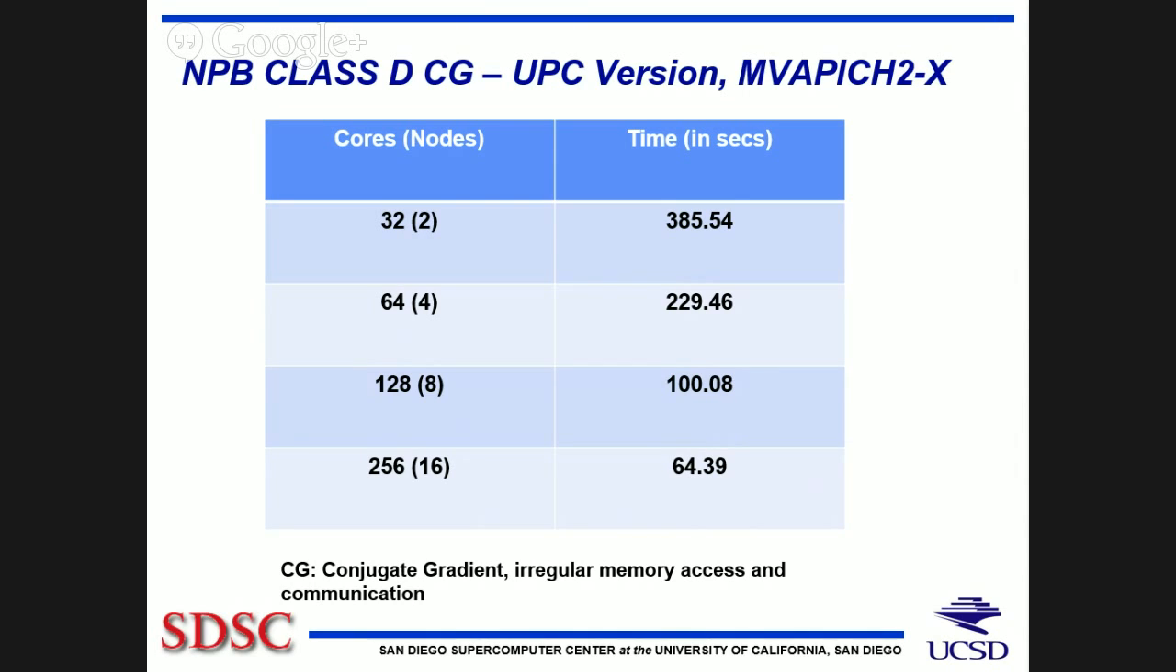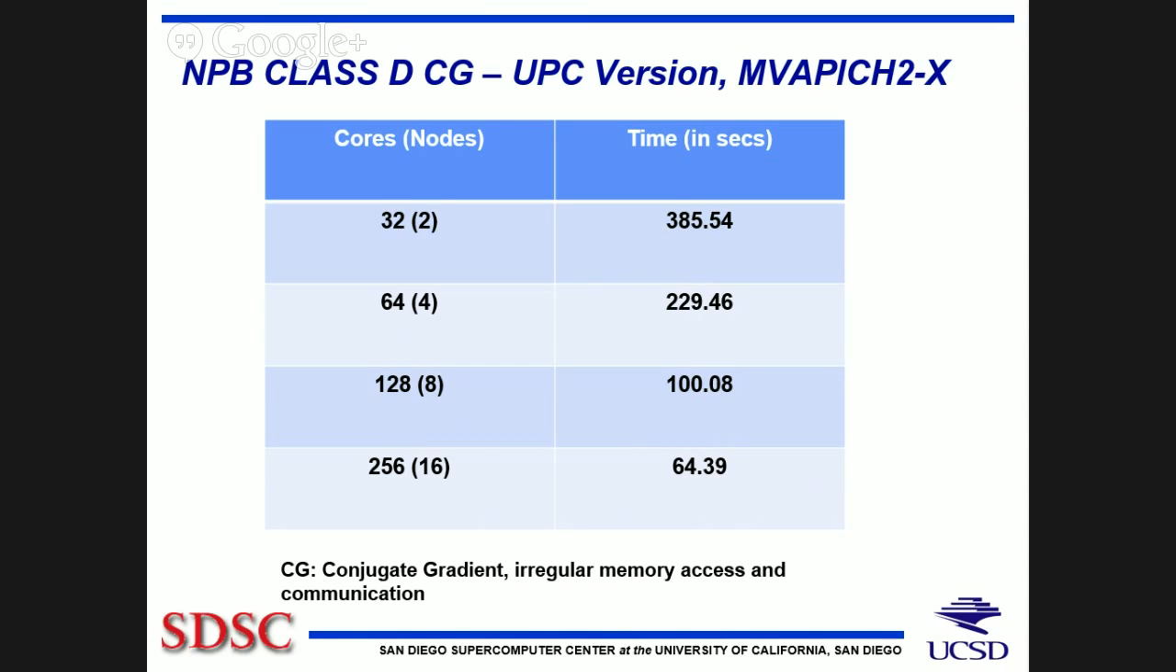So with the NAS parallel benchmarks, I looked at different components of it. The first one is CG, Conjugate Gradient, and I just grabbed the description from the NAS parallel benchmarks page: irregular memory access and communication. Going from 32 nodes to 256, it's all with MVAPICH2-X, and you can see they're scaling pretty well with the UPC version, going from 2 nodes out to 16 nodes on Gordon. So that's all on one switch right now.